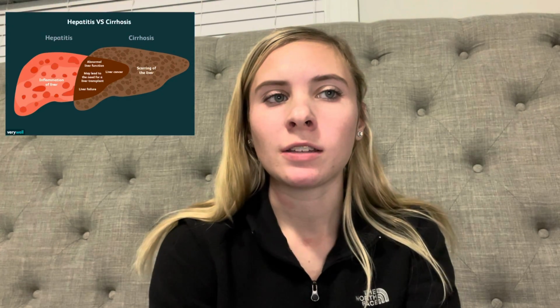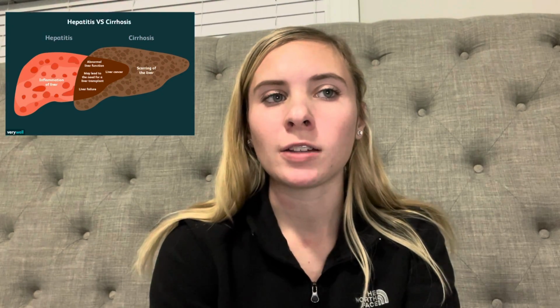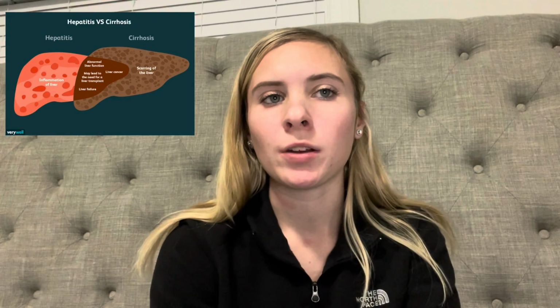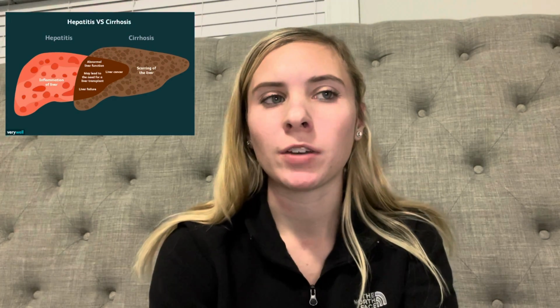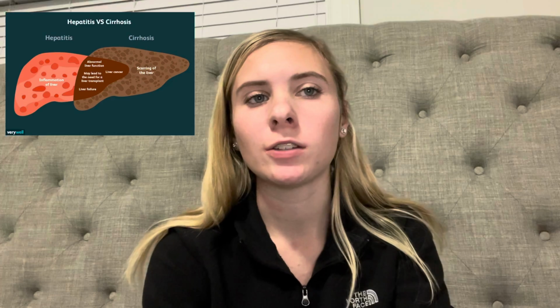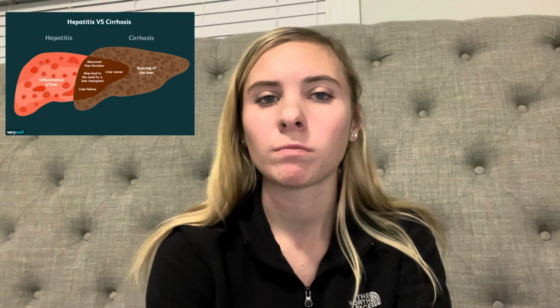Hepatitis C causes damage to the liver through contaminated blood from an infected person. You can get this by sharing needles with someone diagnosed with it.